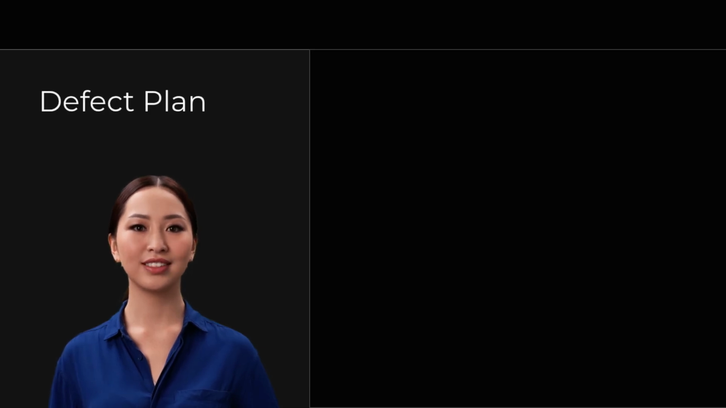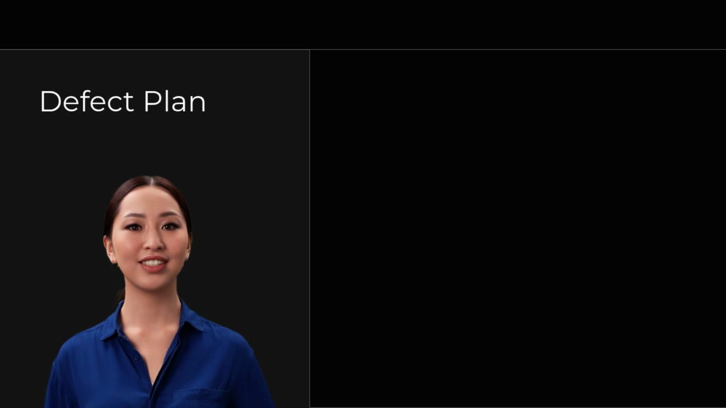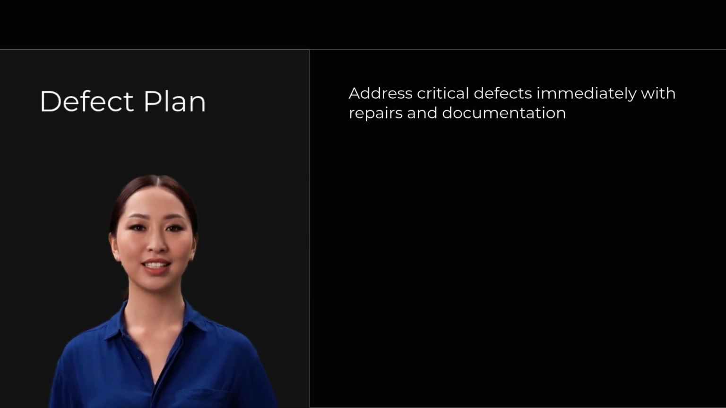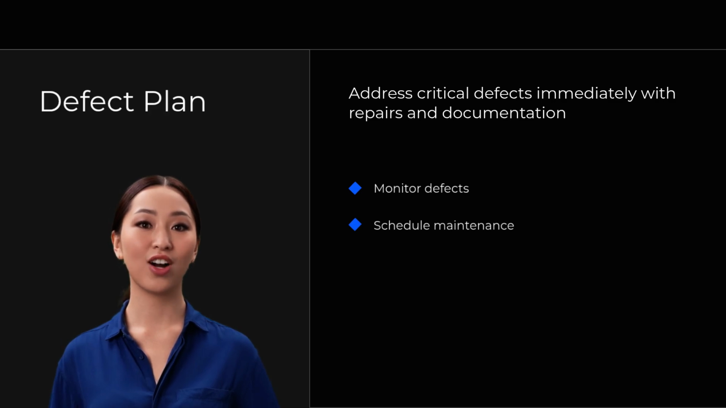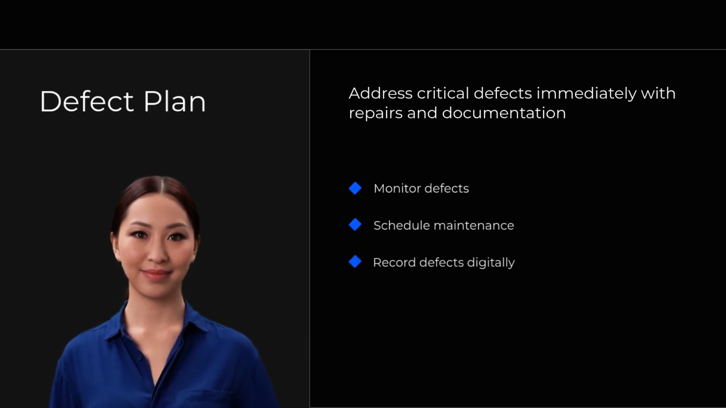Postpone flights for critical defects until resolved. Major defects require immediate repair and documentation. Monitor minor defects and schedule maintenance. Use eAuditor to record defects with photos and comments. Assign corrective actions and track them digitally for accountability.